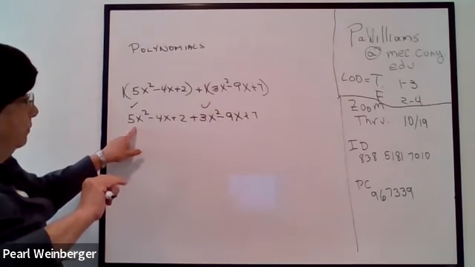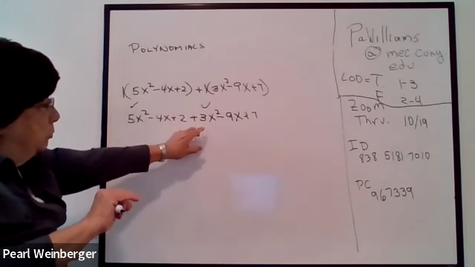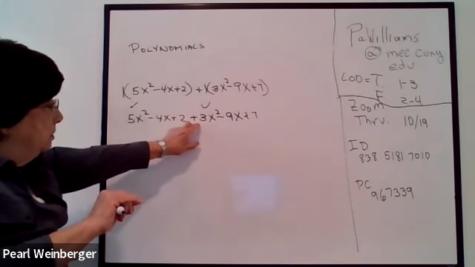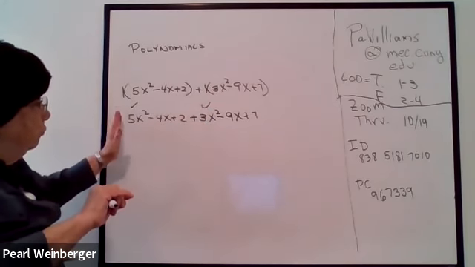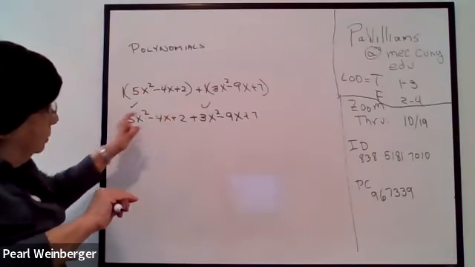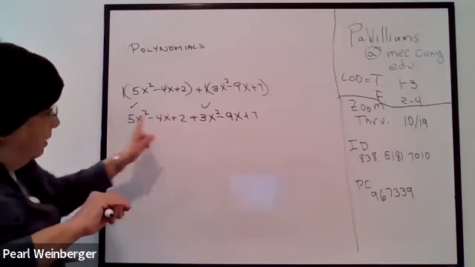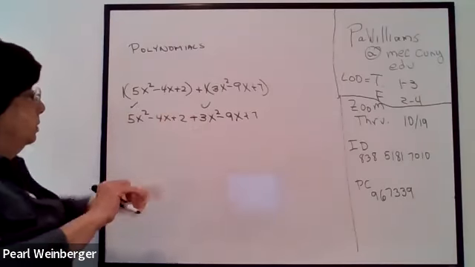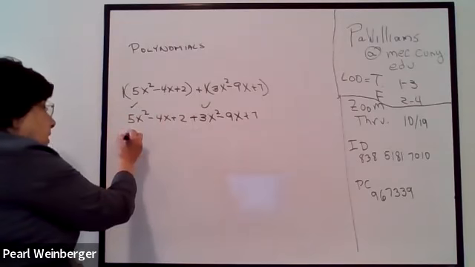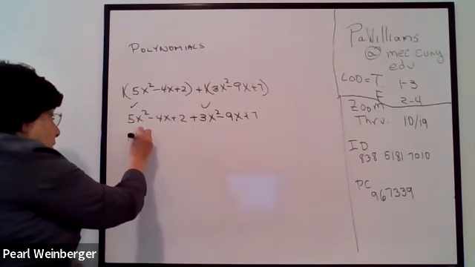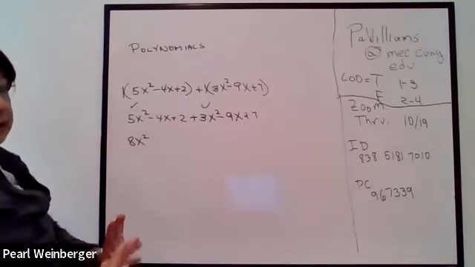I can add 5x squared plus 3x squared. And always keep in mind the sign is always what's in front of it, not what's after it. This is a positive 5x squared and a positive 3x squared. So when I add 5 plus 3, I get 8x squared. That takes care of the x squared.